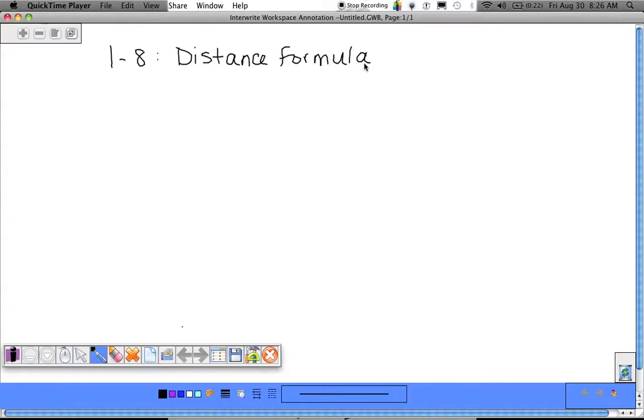The distance formula measures the distance between 2 points on a coordinate plane. So our formula is d is equal to the square root of x2 minus x1 squared plus y2 minus y1 squared.